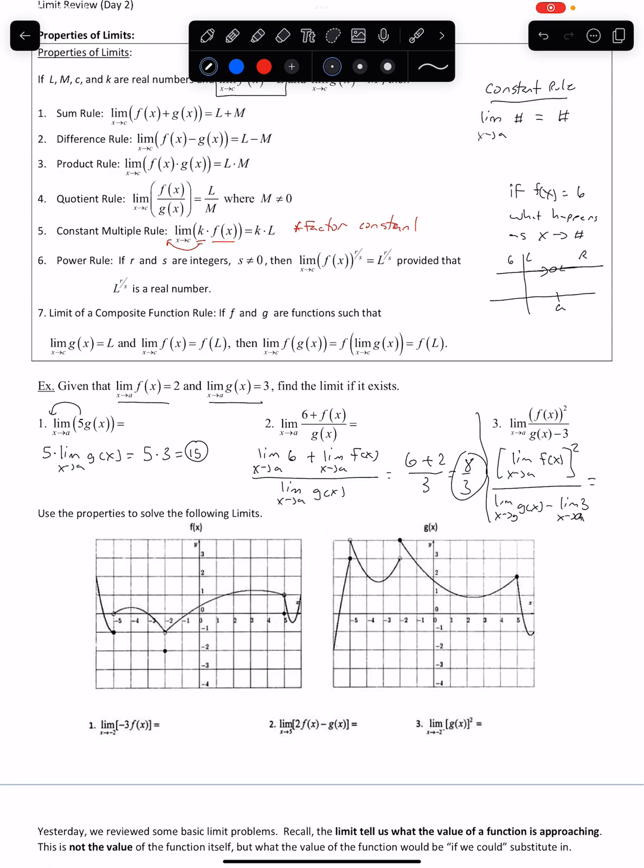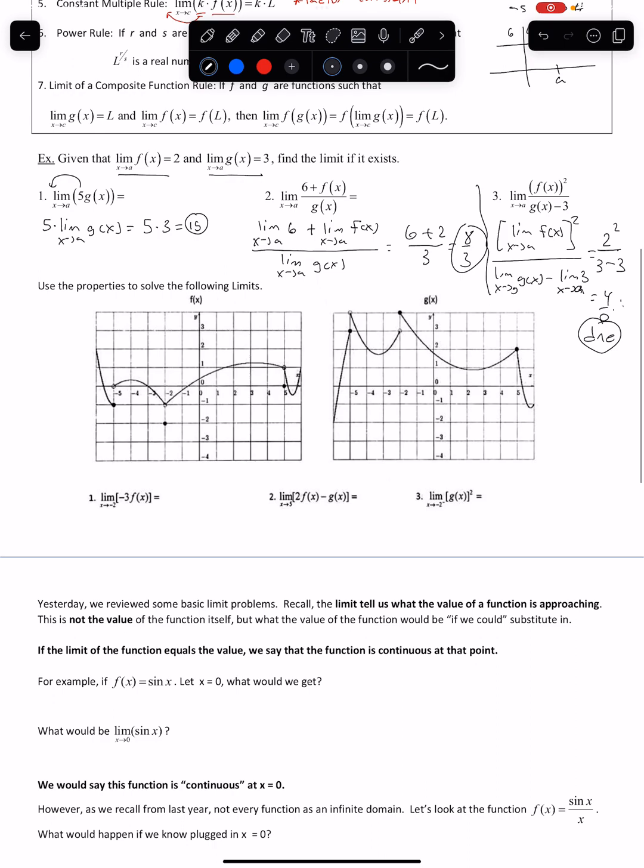So up here, f of x is approaching 2. We get 2 squared over. g of x is approaching 3 minus 3. So notice here we get 4 over 0. Can't divide by 0, so therefore we just say this does not exist right there. Very easy to do. All right.